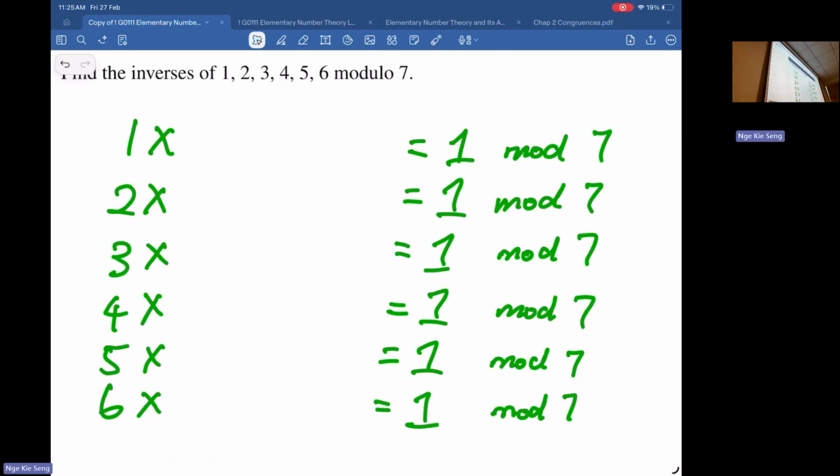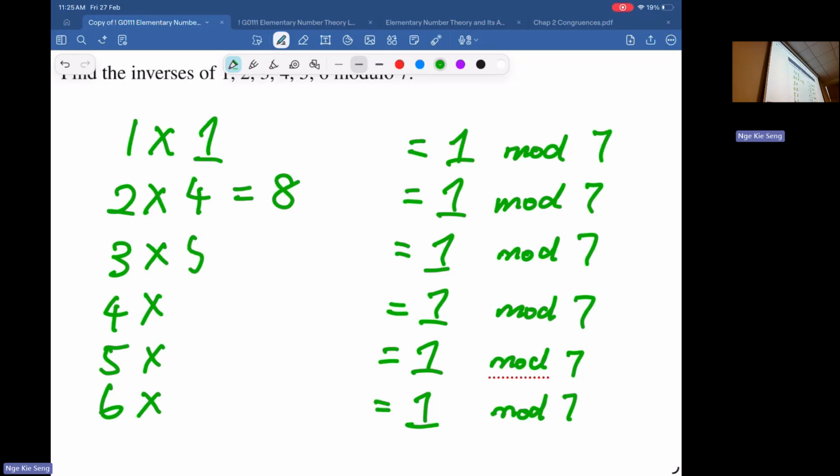Okay, let's try. So 1 times 1 is 1, very straightforward. How about 2? What should you multiply with? 4. Okay, so 4 times 2 is 8, so 8 is 1 mod 7. Good. How about 3? 5. Okay, so 3 times 5 is 15, so 15 is 1 mod 7 because minus 14 is 1.